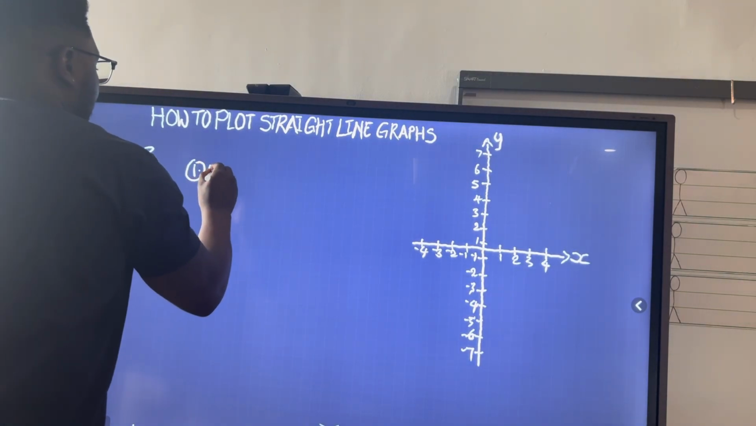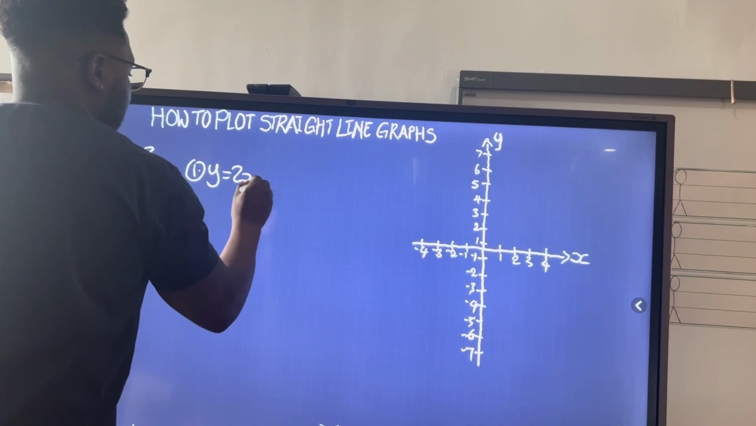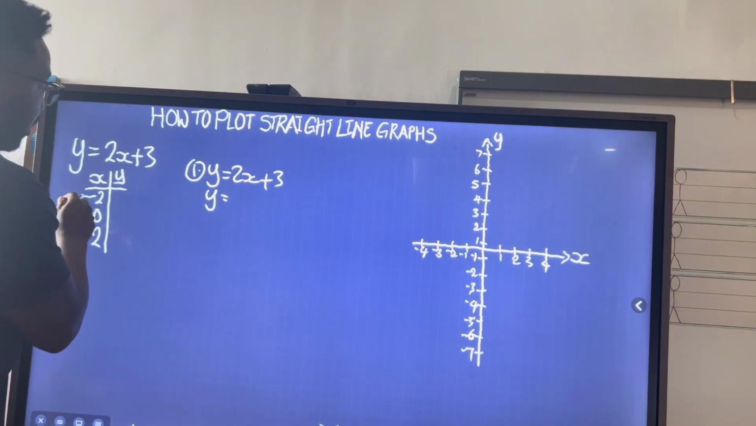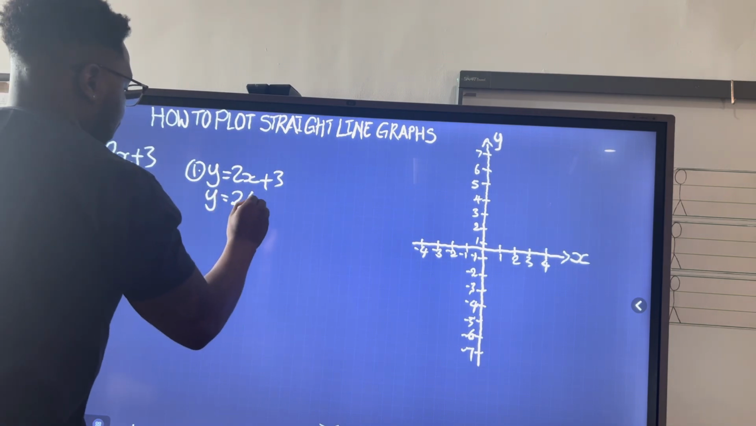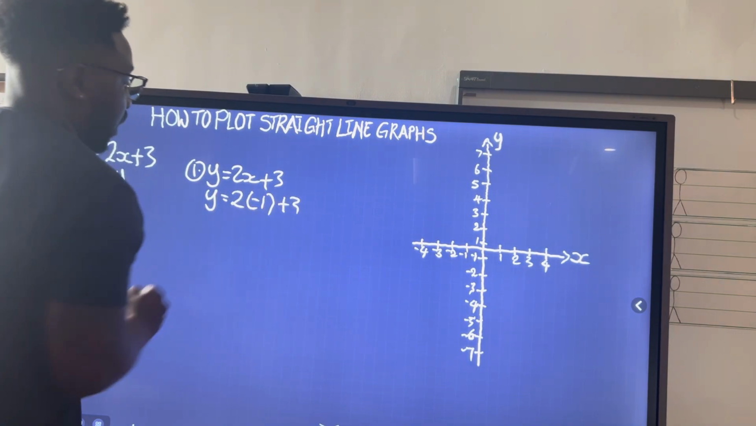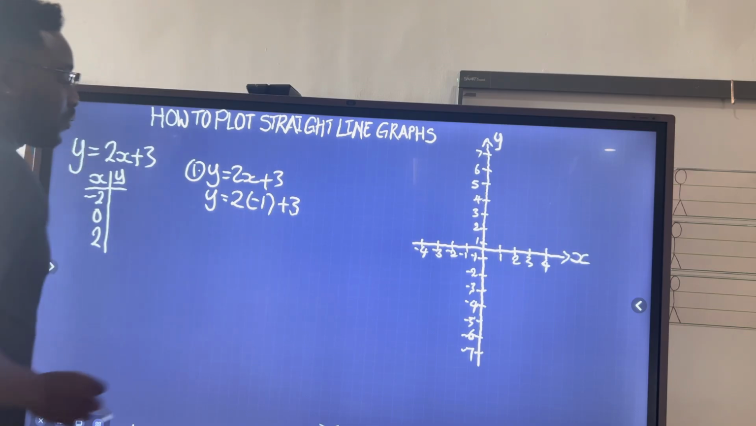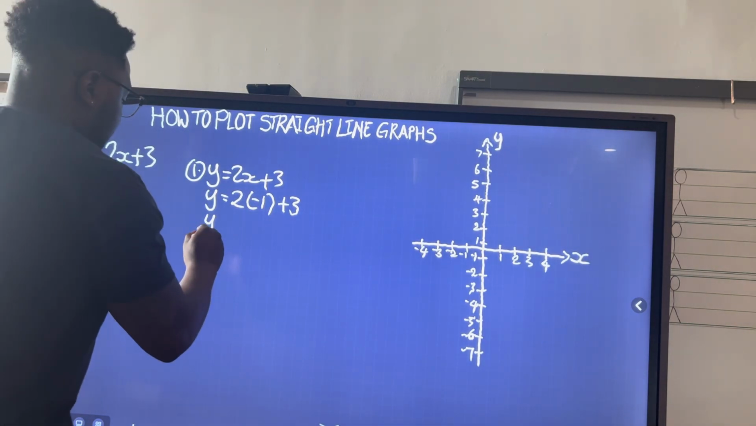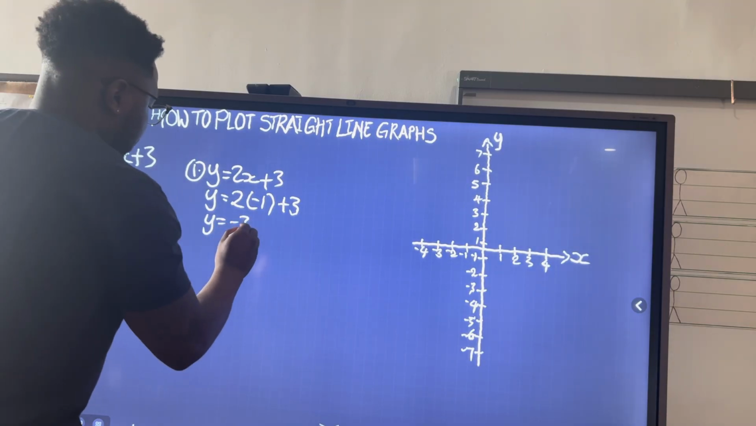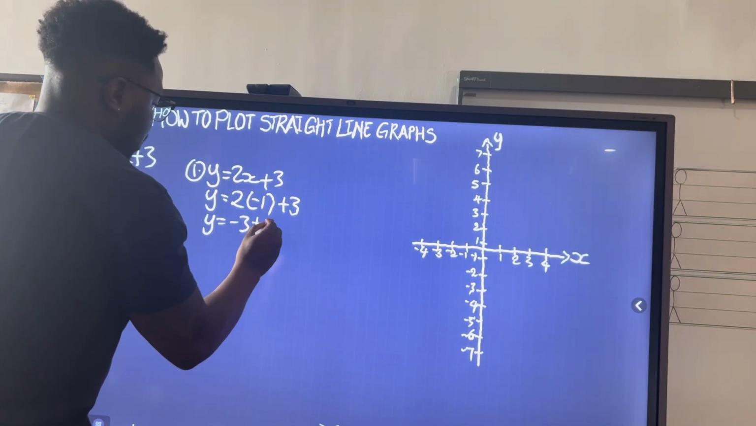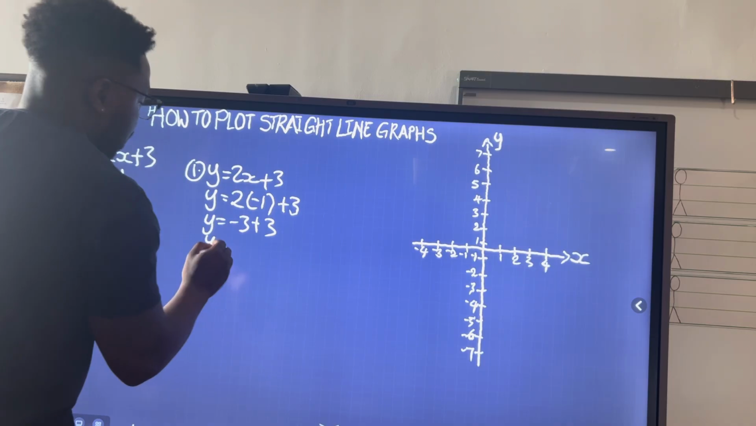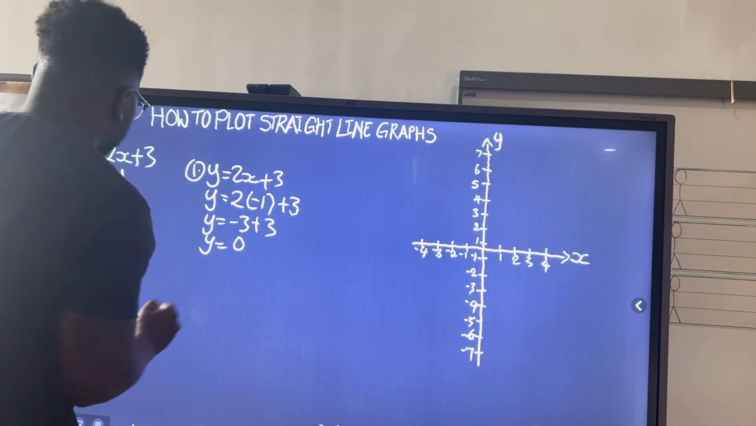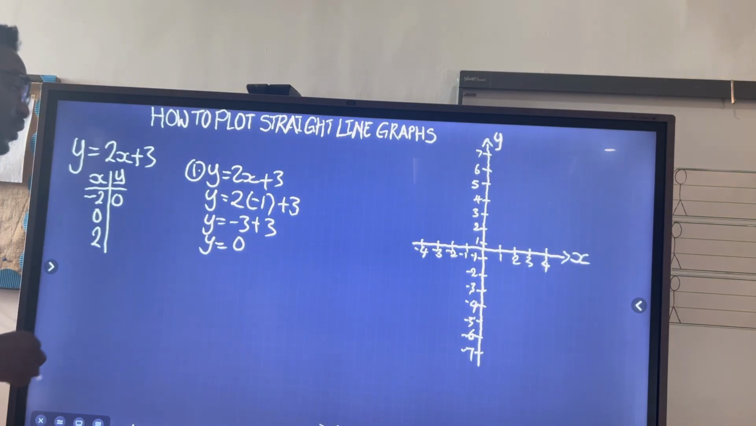Okay, so my first y value: y equal to 2x plus 3. So I'm going to substitute my first x value there. Sorry, let me just write that one properly. 2 multiplied by -1, what does that give me? -3, plus 3. And -3 plus 3 is what? 0. So my first y value is 0.